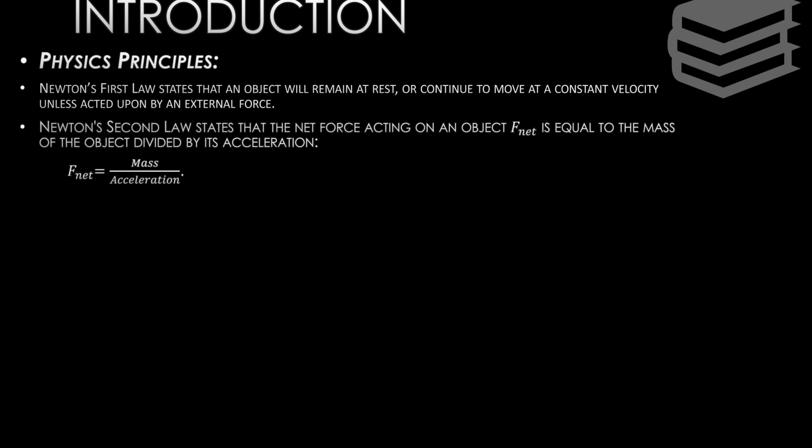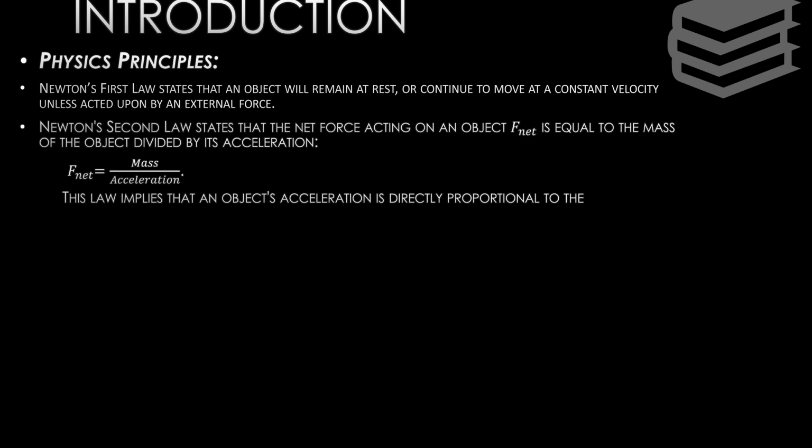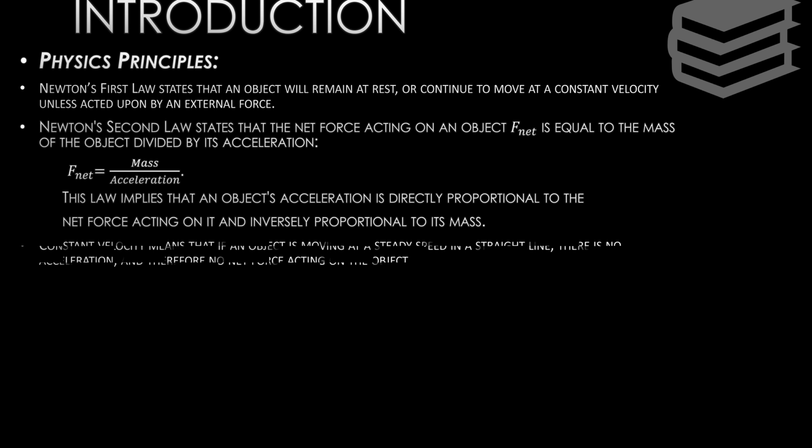Here's the formula for it. This law implies that an object's acceleration is directly proportional to the net force acting on it and inversely proportional to its mass. If an object is moving at a constant velocity, then there is no acceleration and therefore no net force acting on the object.